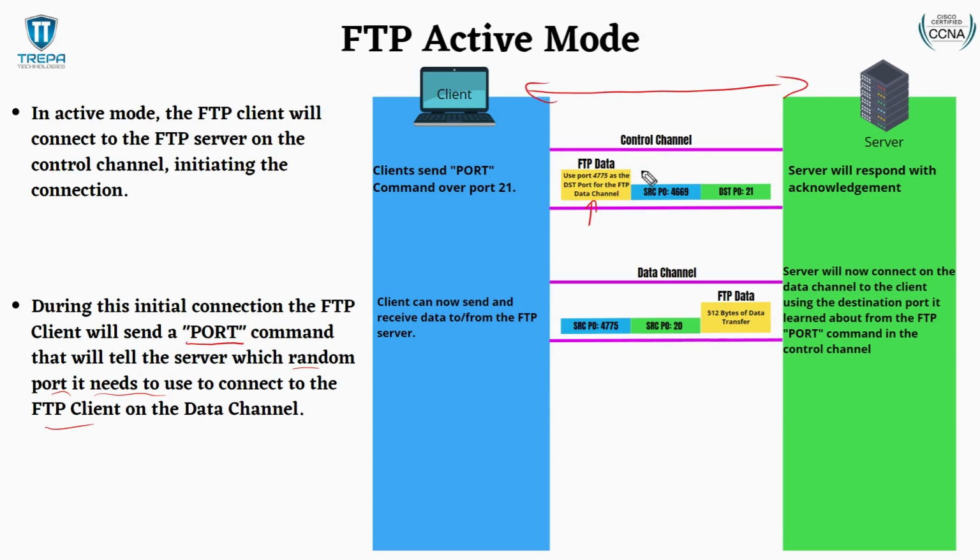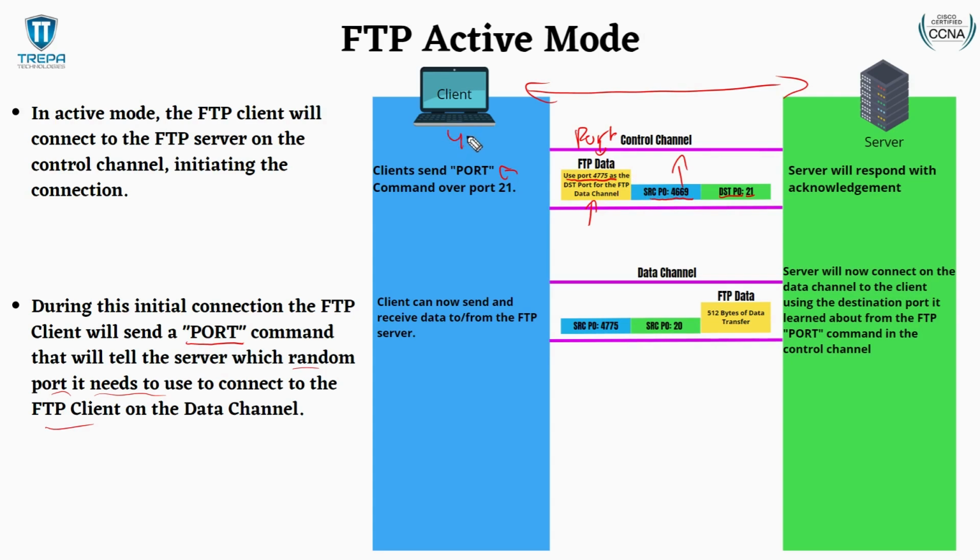So the first thing it's going to do is create that control channel. The destination port is going to be the regular FTP port of 21 for the control channel. This source port is going to be a completely made up random port, and this is only going to relate to the control channel. And the very first FTP command it's going to send to that server is this port command. And in this port command, which is this right here, it's going to tell that server, hey, when we make our data channel, make your destination 4775. That's the port that I'm going to be accepting and listening for on the data channel from you.